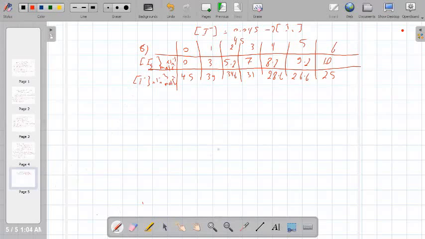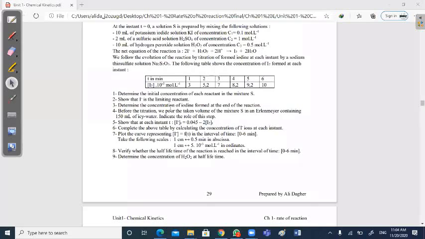Now, part 7, plot the curve representing I minus equal f(t) in the interval of time 0 and 6 minutes. Take the following scale.